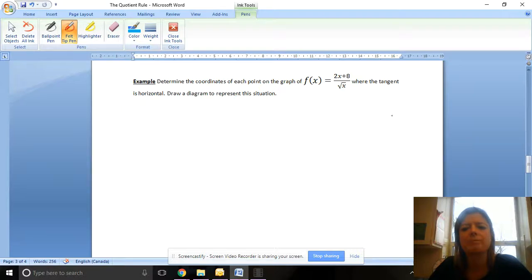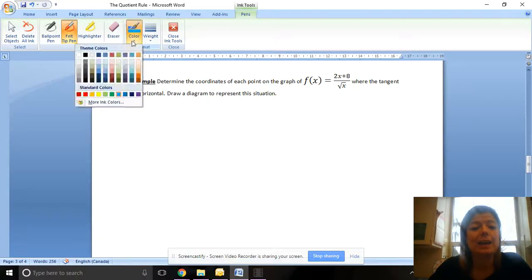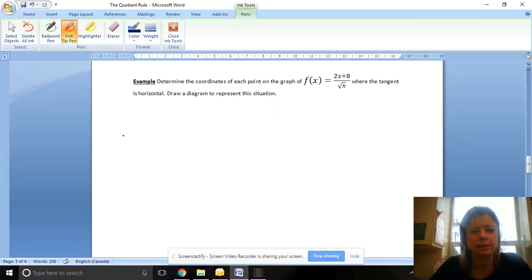So you can make some visuals on your note here that represent what we did there. So again, the tangent is horizontal where the derivative is equal to 0. The derivative is the slope of the tangent. We want it to be equal to 0. So first we need to actually find the derivative.